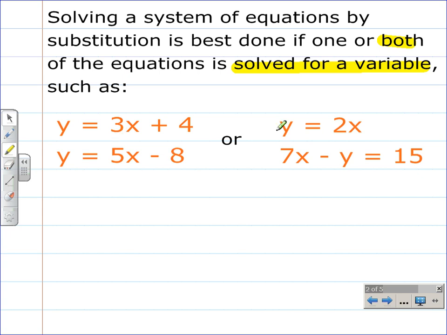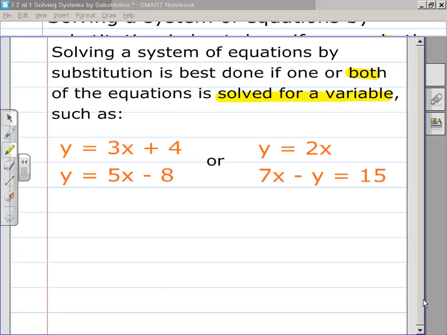Let's take a look at the second situation where we have y is equal to 2x and 7x minus y is equal to 15. In this case, only one equation is solved for y, and that would be the equation y is equal to 2x. And I'm going to show you these two examples, and then we're going to look at some individual examples.